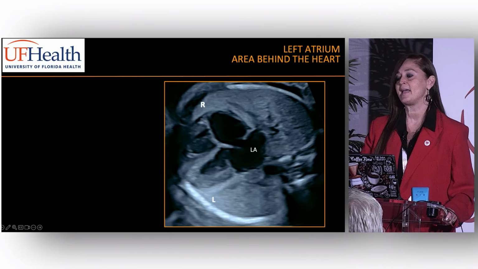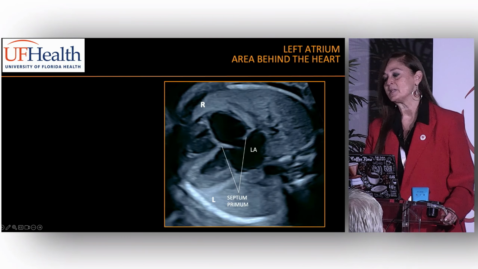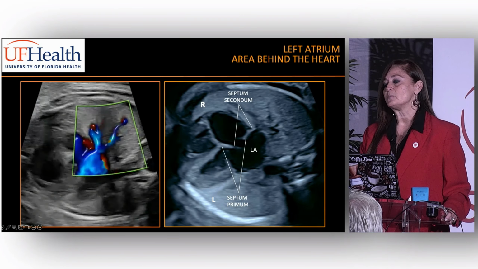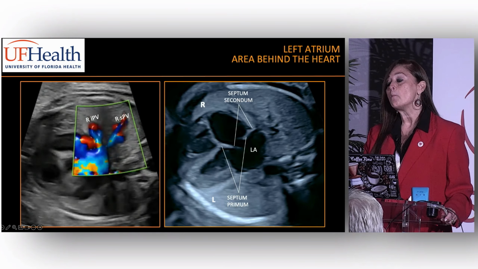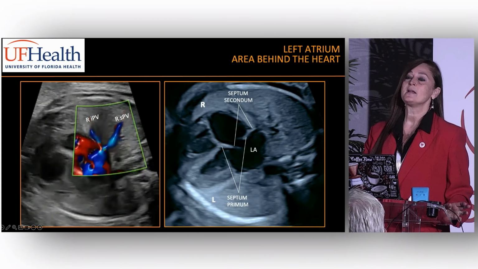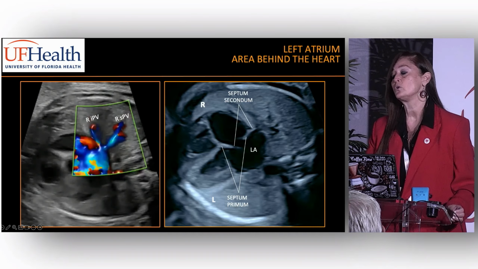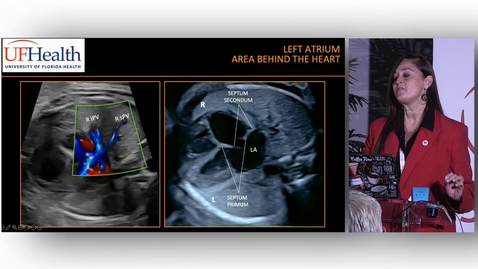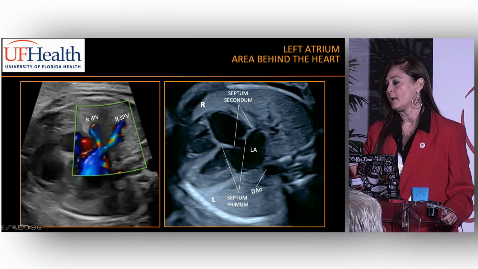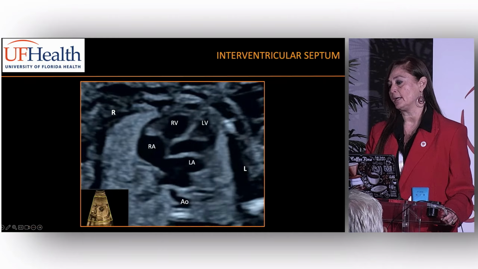Now, the left atrium and the area behind the heart, as I mentioned, are very important. Within the left atrium, you have your septum primum, you have your septum secundum, you have the foramen ovale, and then here we managed to get both superior and inferior pulmonary veins on the right side. This is really angled. This is no longer your four-chamber view. At the level of the four-chamber view, you see the two inferior pulmonary veins. And of course, the descending aorta and the azygos, as I mentioned earlier.